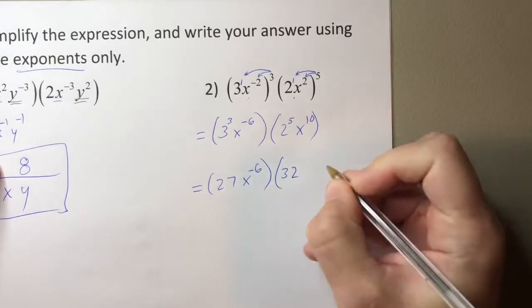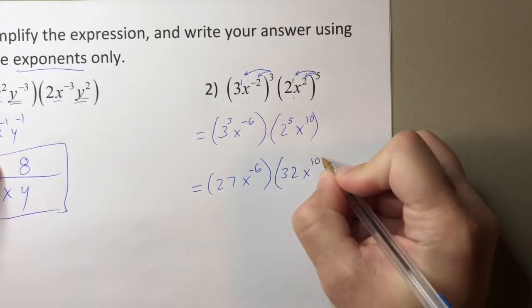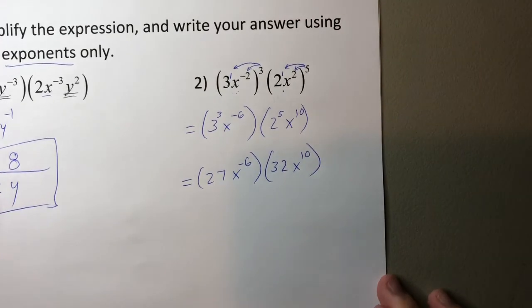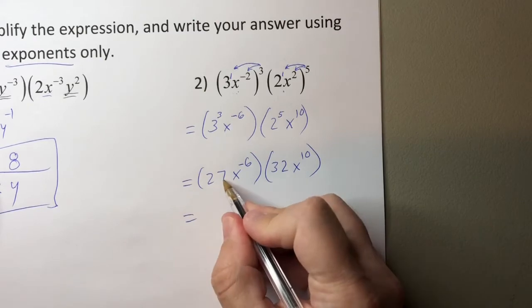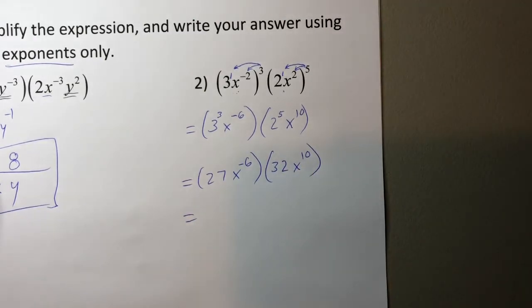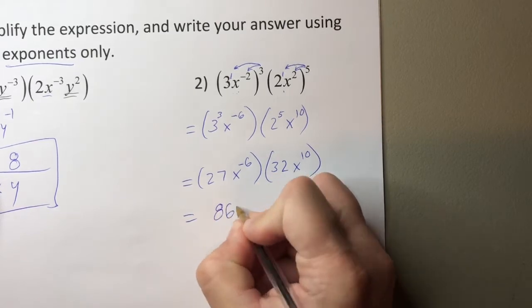Again, you can use a calculator if you so desire. And then bring down the x to the 10th. All right, we're not finished yet. You still have a couple of numbers to multiply together. So again, take out your calculator, see what you get. What's 27 times 32? I believe it's 864.